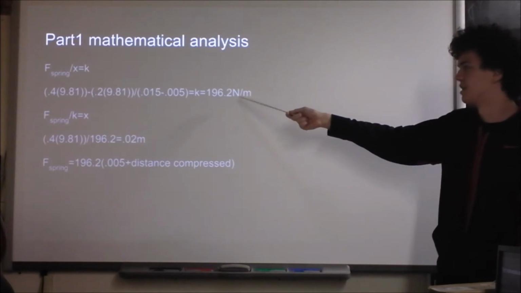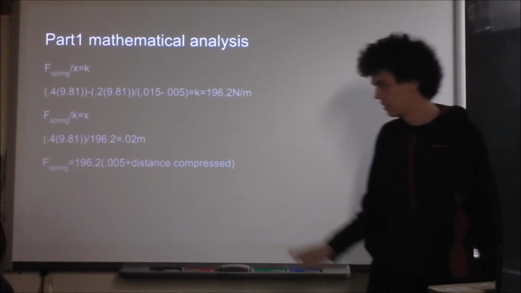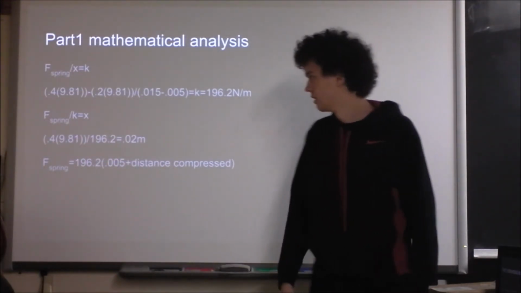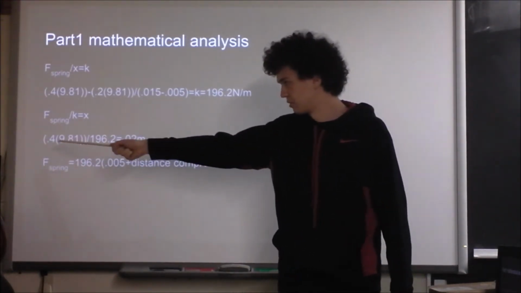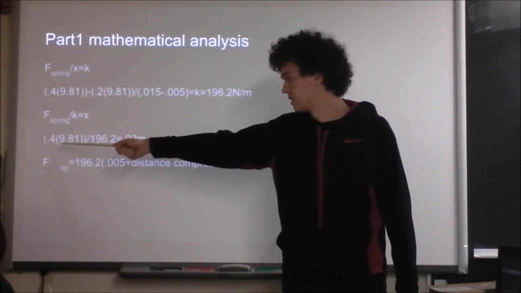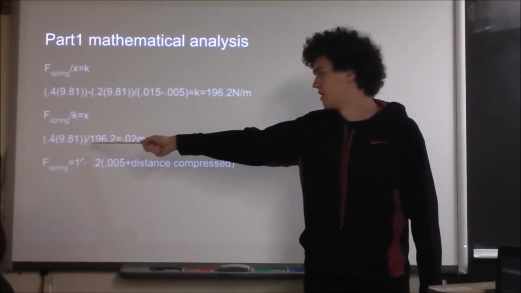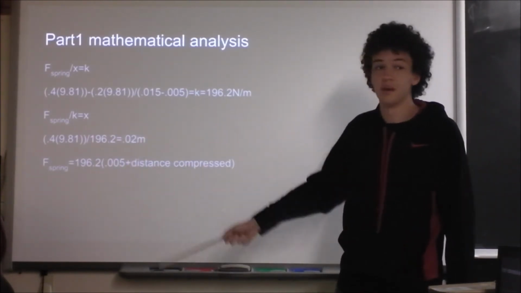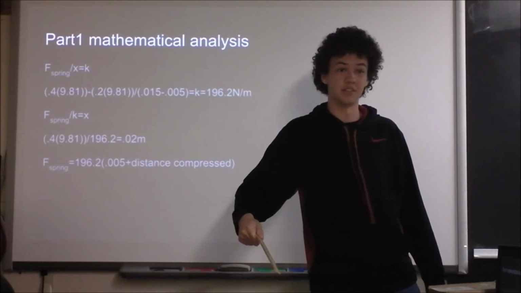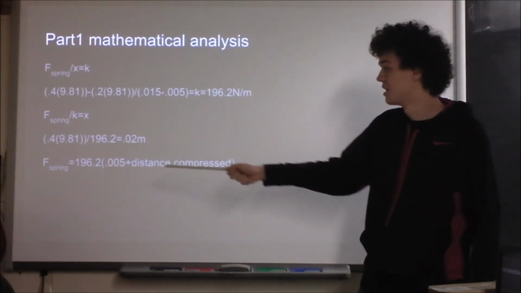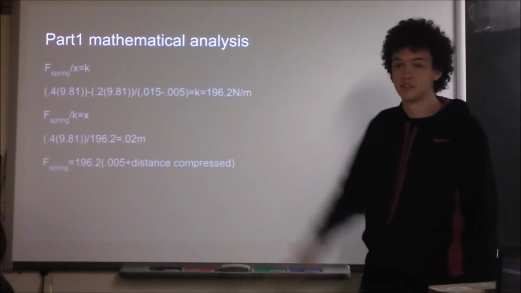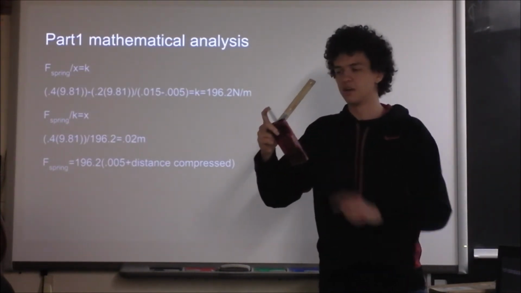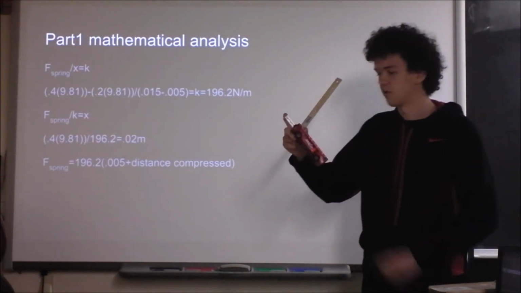And that was 196.2 newtons per meter. And then I plugged that back in to check it. So I got the force of the 400-gram mass times 9.81 divided by the spring constant would be equal to the distance it compressed. But it wasn't equal to the distance it was compressed. It was equal to the distance it was compressed plus half a centimeter. So based off that, I concluded that the spring inside here, when it's all the way extended, is already compressed.